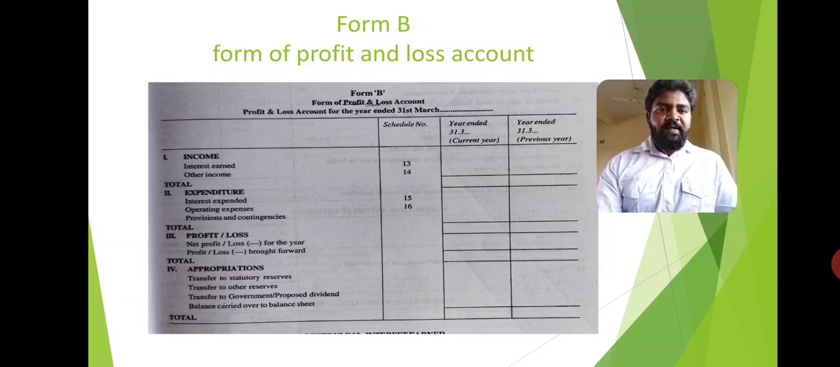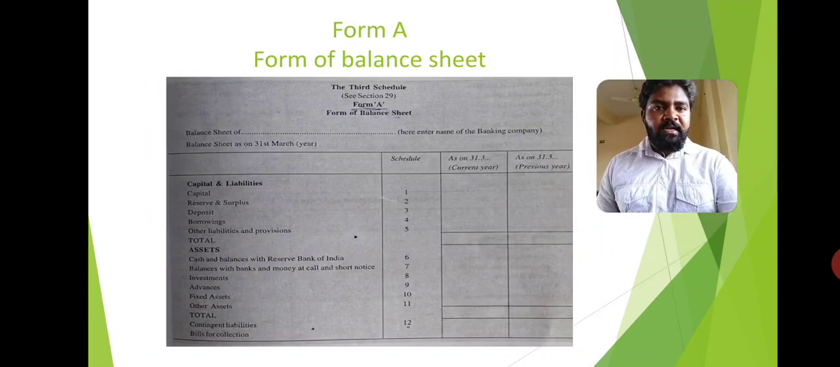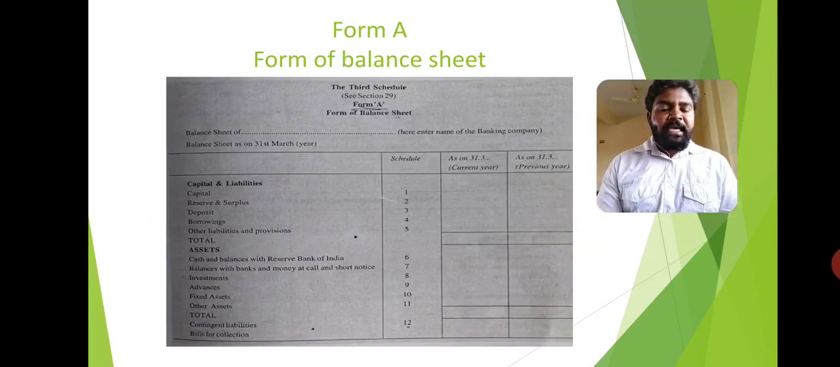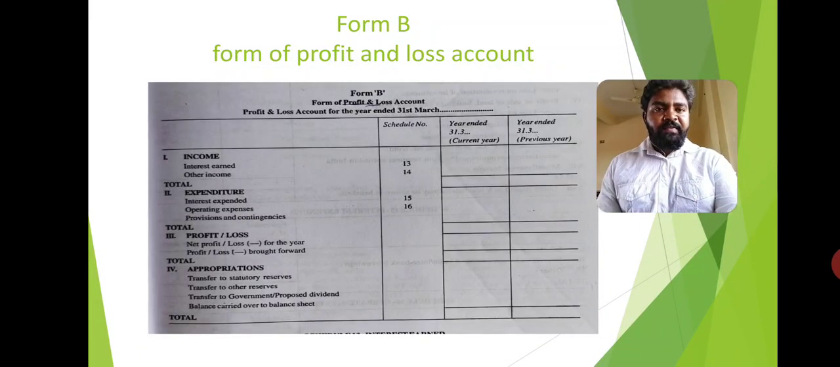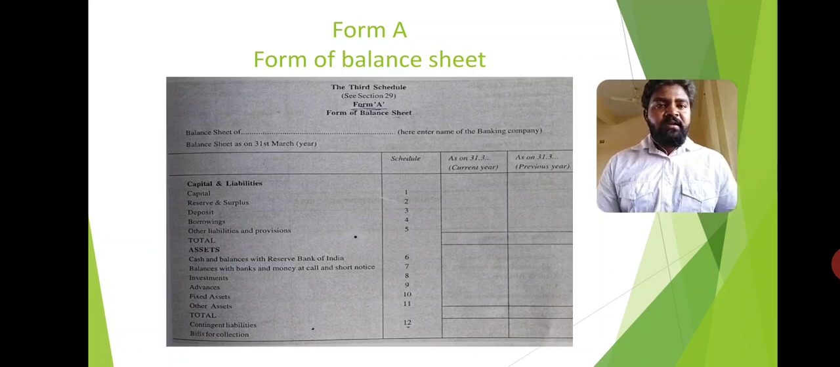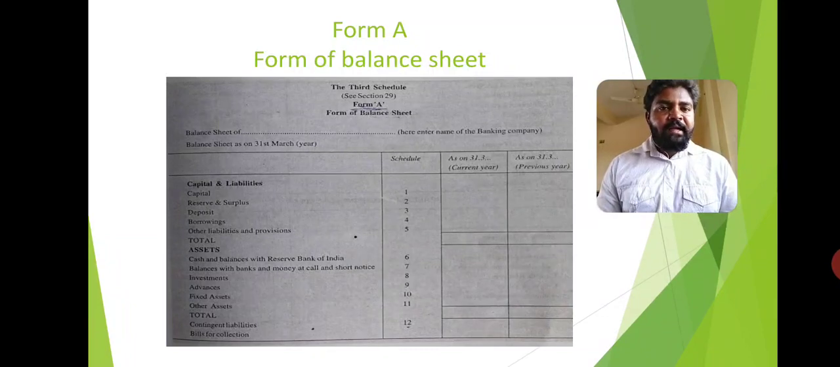So by following this format, we will prepare a profit and loss account. It is Form B. While preparing this profit and loss account and balance sheet, we get the financial position of the company. We are going to learn the procedure of preparing the profit and loss account and balance sheet while studying the accounts of banking companies. Here schedules are very important. You should be perfect in schedules, then only will it be easy to solve the problem.